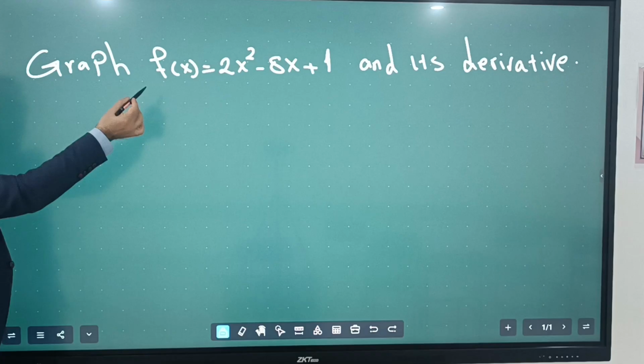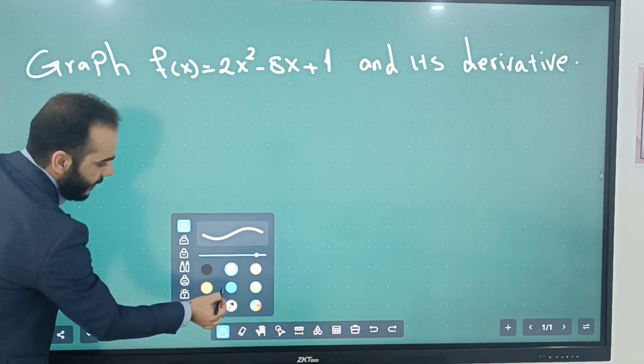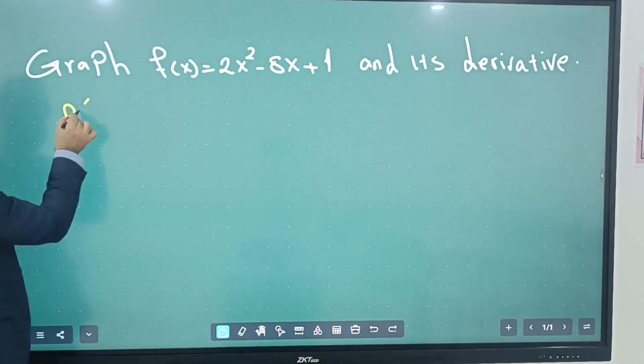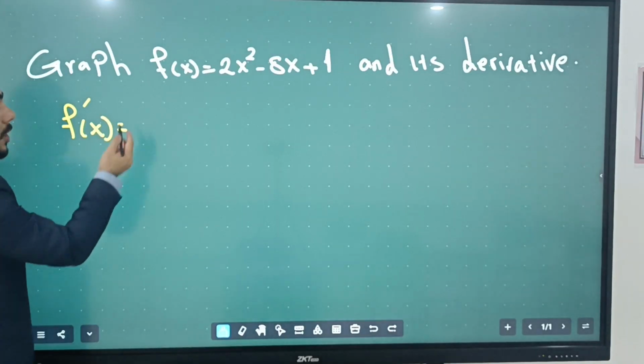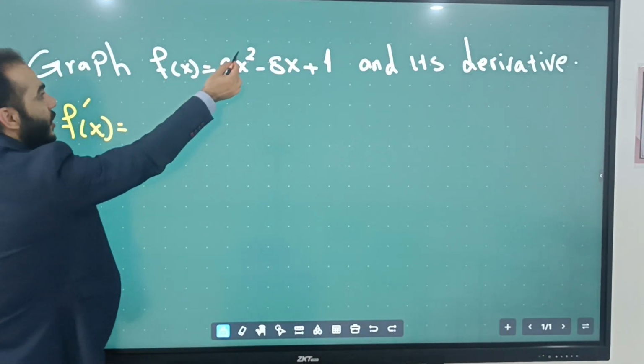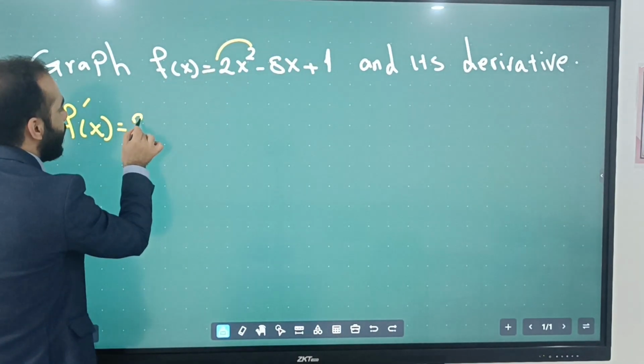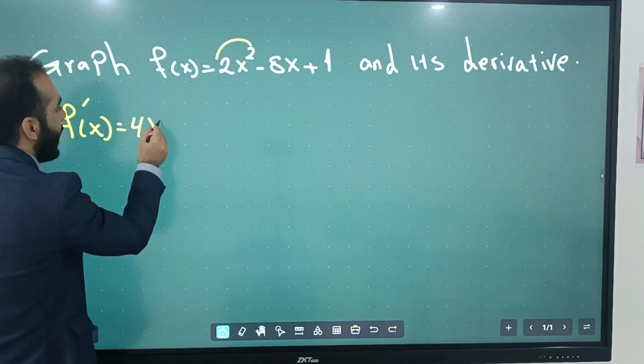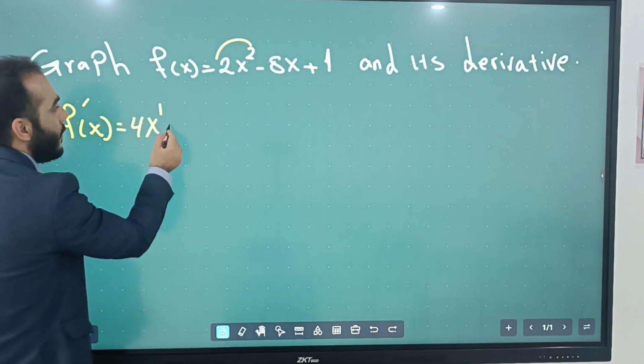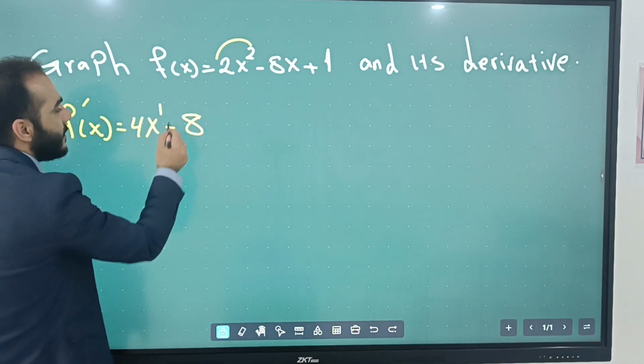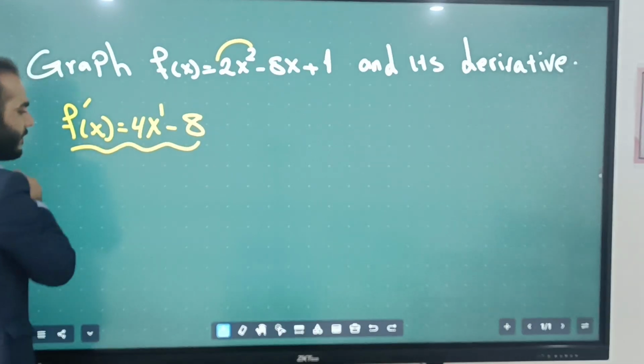Okay. So first of all, we need to find the derivative. So let's just find it out. f prime of x equals 2x powered by 2. This 2 is going to come down. So 2 times 2, 4. 4x powered by 1 less, which is 1. Minus the derivative of 8x, it's 8. So that is the derivative function.